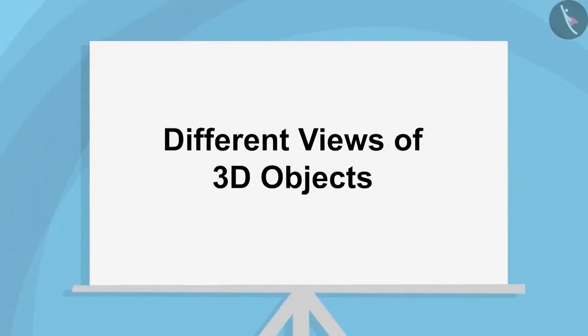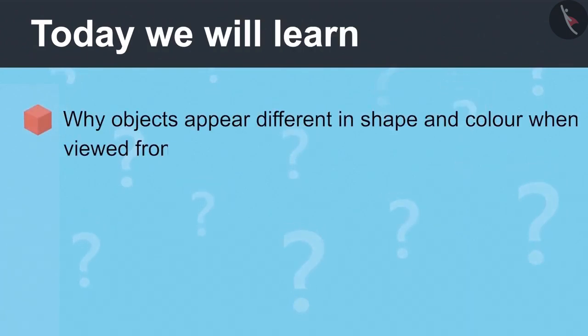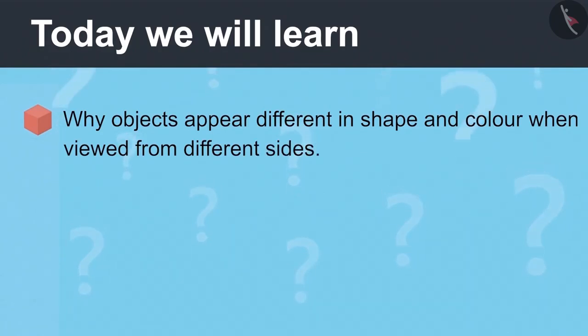Different views of 3D objects, Part 1. Today we will learn why objects appear different in shape and color when viewed from different sides.